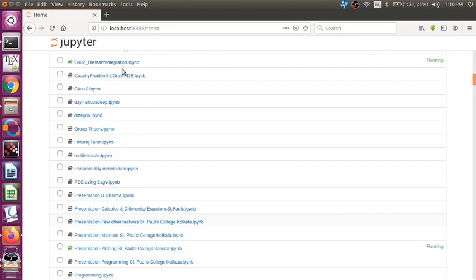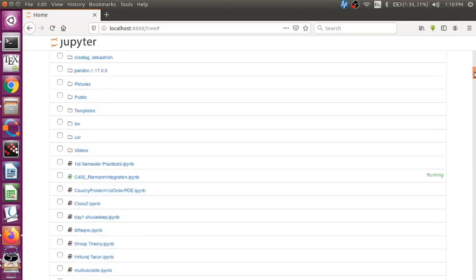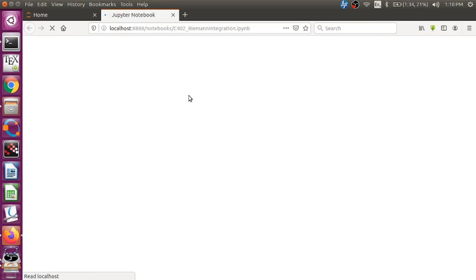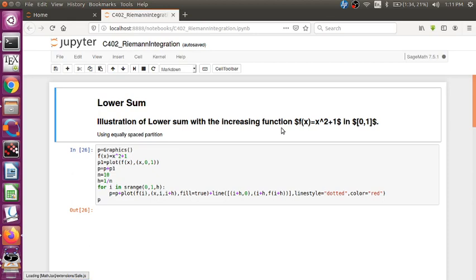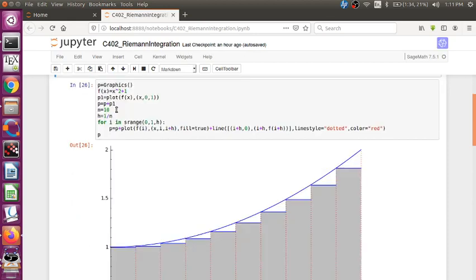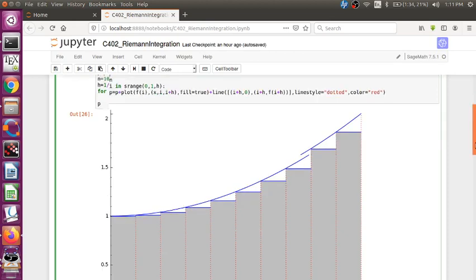So here is the file. So this is an illustration of lower sum with the increasing function f(x) equal to x square plus 1 in the interval 0 1 using equally spaced partition. So here you see, if we take n equal to 10, in that case there are 10 equally spaced sub intervals, and this is the illustration of the lower sum that we have already defined.